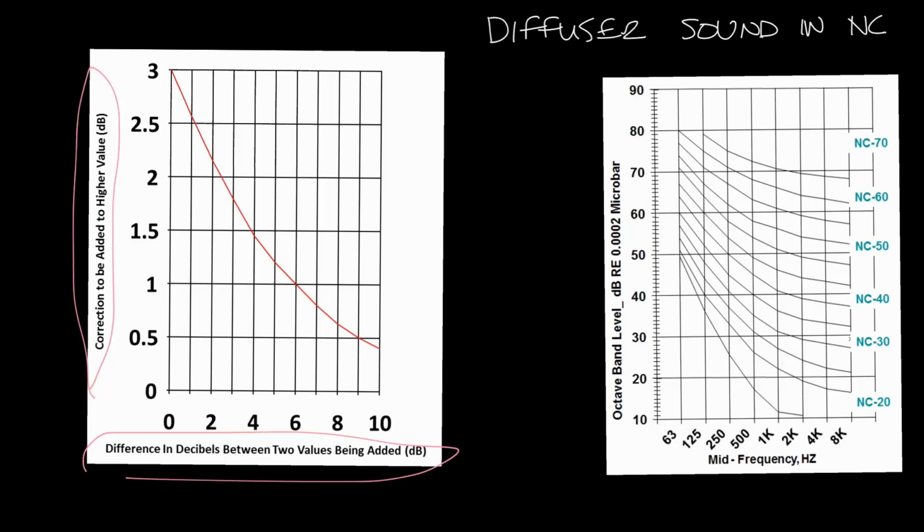Diffuser sound is usually set in the 5th octave band. So if you look at the NC20 in the 5th octave band, you can see that it's about 22 dB. And NC30 in the 5th octave band is somewhere around 31 dB. So in the 5th octave band, 1 NC is approximately 1 dB.